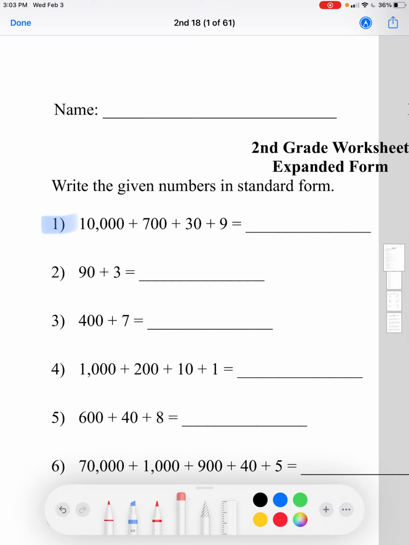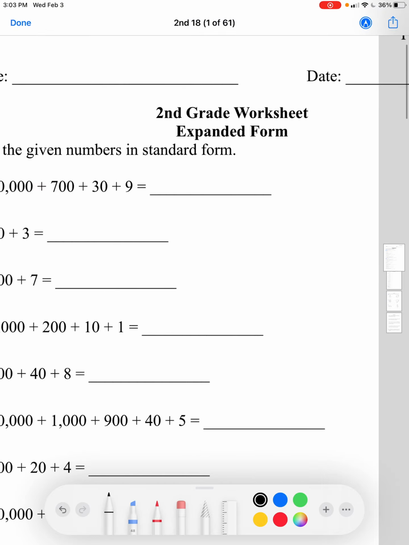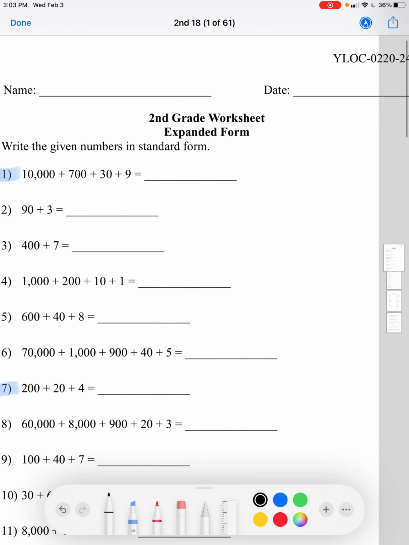Number 1, we have the numbers 10,000 plus 700 plus 30 plus 9. So one way we can solve this question is by doing it like a regular addition problem, by stacking the numbers vertically and adding it that way. So let's write out the numbers and stack them vertically. Also, we have to make sure to align the tens place, the ones place, and the hundreds place correctly.